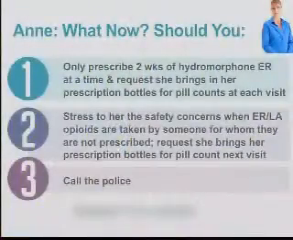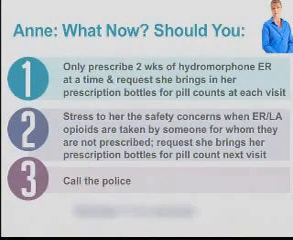So what are your options now to do? You could only prescribe 2 weeks of the hydromorphone ER at a time, and request that she bring these back in her pill bottles for pill counts. You can stress to her the safety concerns of the long-acting opioids being taken by someone else when they're not prescribed for them, and request that she bring her prescription bottles for a pill count next time. Or you could call the police.